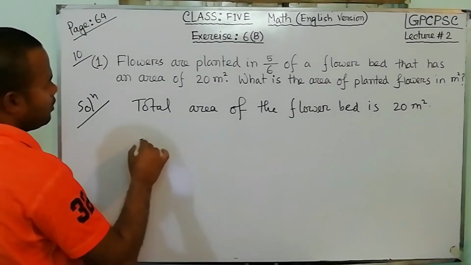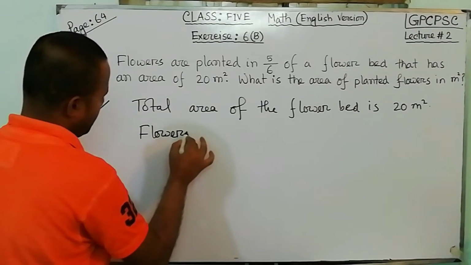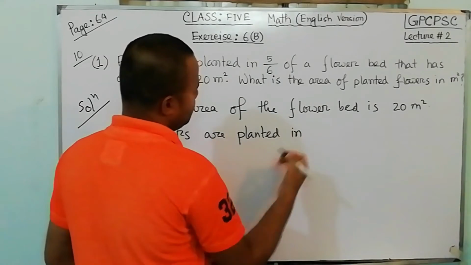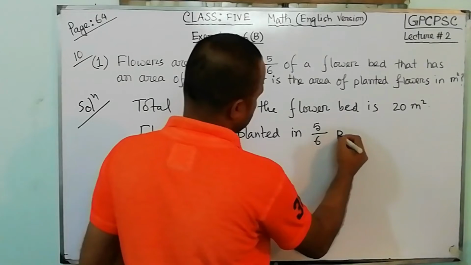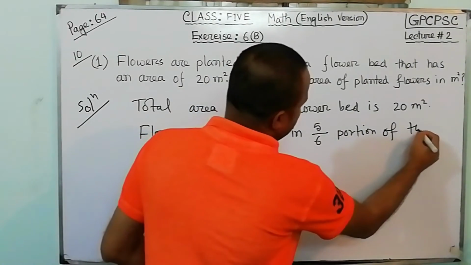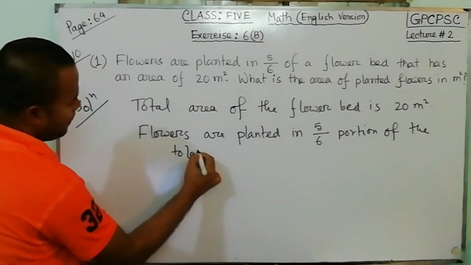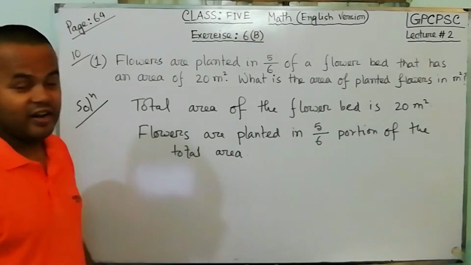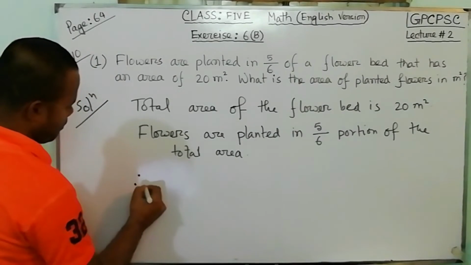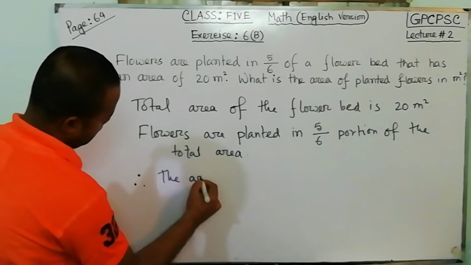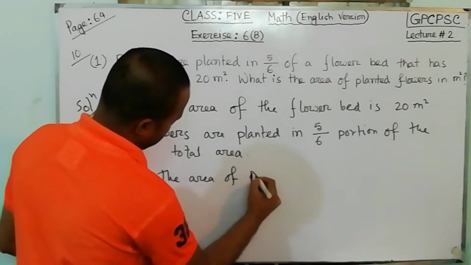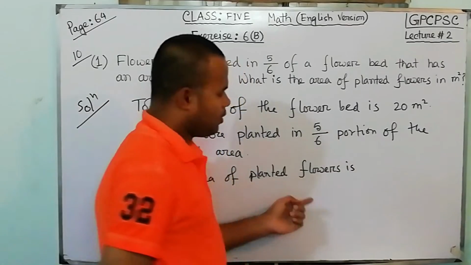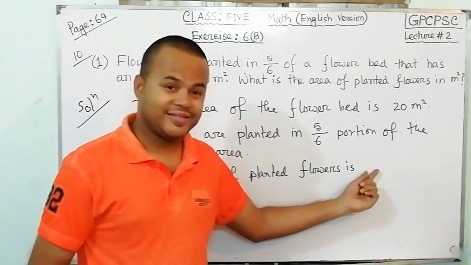So flowers are planted in 5 by 6 portion of the total area. So the area of the planted flowers is here.